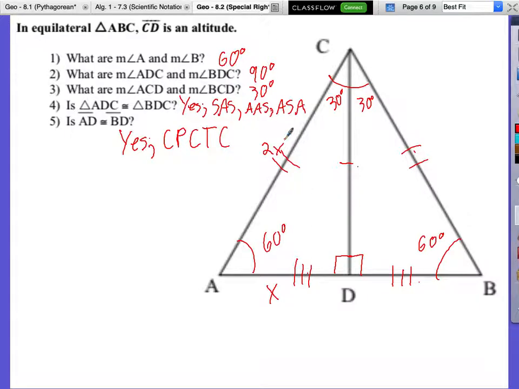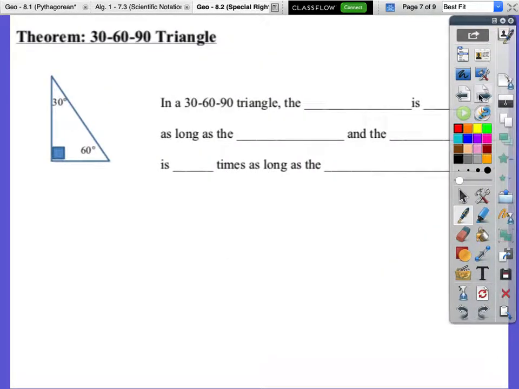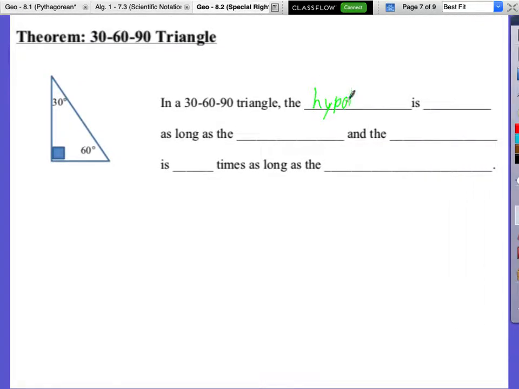So if we know that this one across from the 30 is x, then we know the hypotenuse of this right triangle here, across from the right angle, has to be double that. And that's actually going to be the first part of our 30, 60, 90 theorem. So in a 30, 60, 90 triangle, the hypotenuse is twice as long as the short leg. We'll call it the short leg.